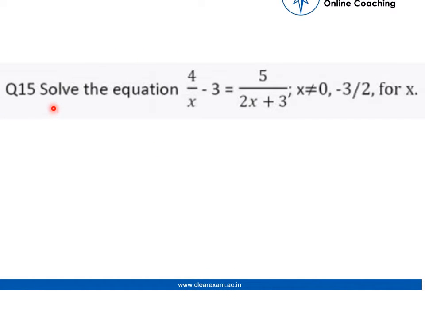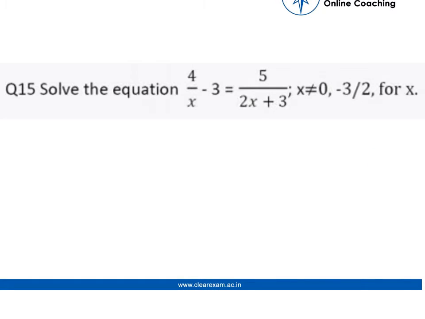So here we need to solve the equation 4/x - 3 = 5/(2x + 3), where x cannot be 0 or -3/2, otherwise the fractions don't hold. So this will form a quadratic equation which will provide us with two roots, either real or imaginary or both equal. So from there we will find x.